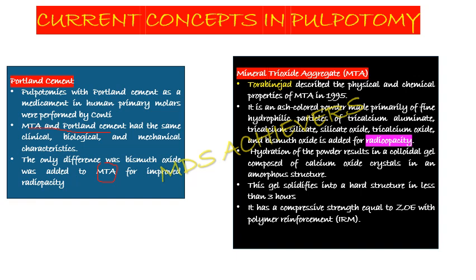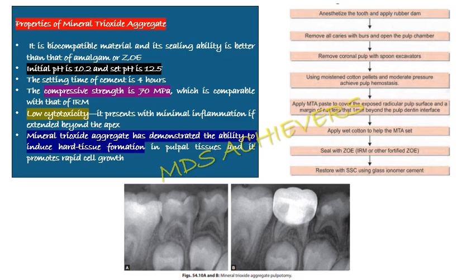The physical and chemical properties of MTA were described in 1995 by Torabinejad, and it is an ash colored powder made primarily of hydrophilic particles of tricalcium aluminate, tricalcium silicate, silicate oxide, tricalcium oxide, and bismuth oxide. The hydration of the powder results in a colloidal gel composed of calcium oxide crystals in an amorphous structure. This gel solidifies into a hard structure in less than 3 hours, and it has a compressive strength equal to ZOE with a polymer reinforcement material, that is IRM. It is equivalent to the IRM.